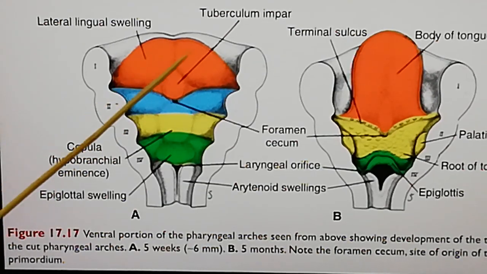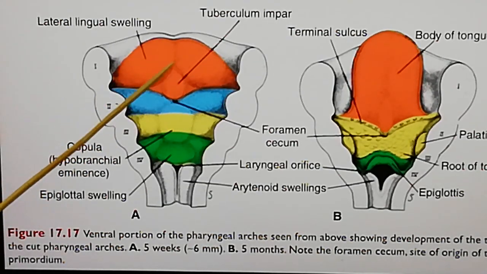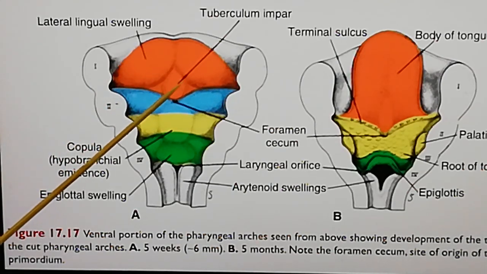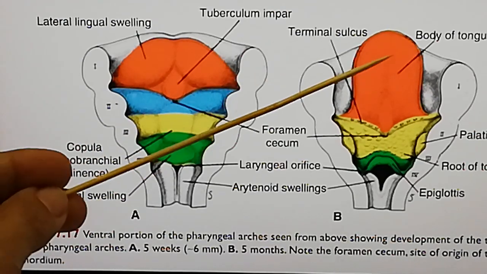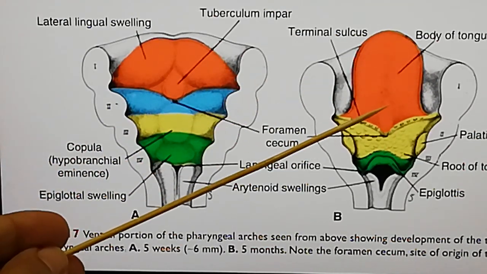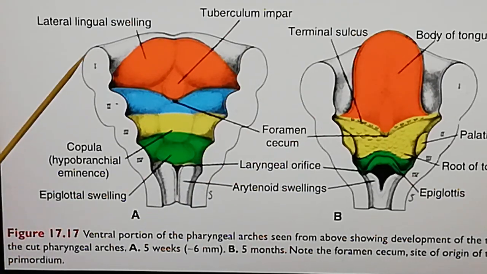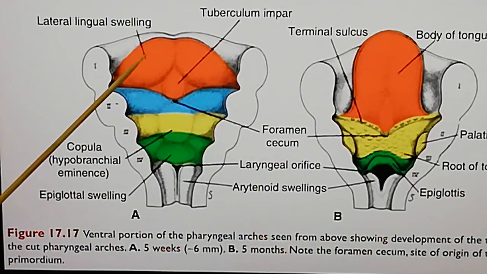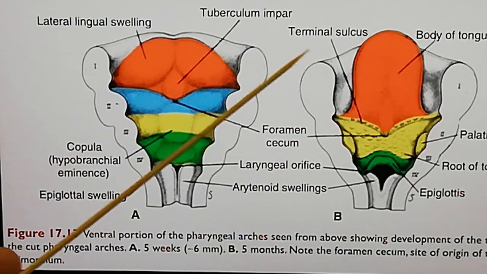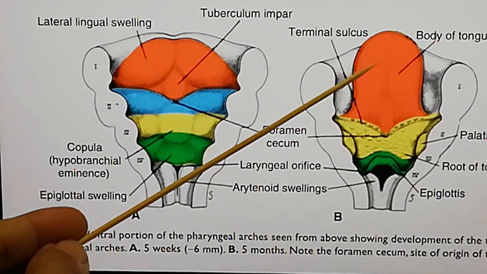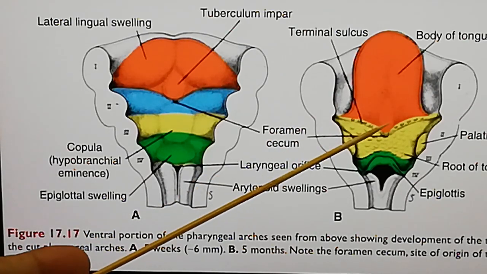And then there are two lateral lingual swellings. They overgrow more than this tuberculum impar, and they finally form anterior two-thirds of the tongue, which is the body of the tongue. And we must notice that the pharyngeal arch number 1 contributes to these three swellings. So now we know that this first arch has made the anterior two-thirds of the tongue.